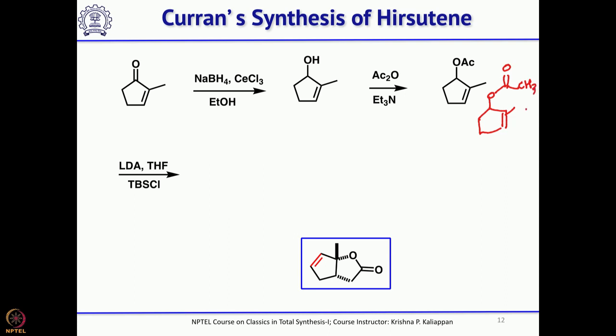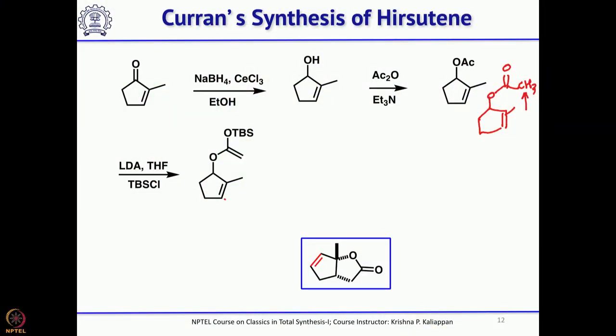Now you see, this has an acidic proton. You can generate the anion with LDA, and if you quench with TBS chloride, this is what you get. So if you look at this substrate carefully, it has a 1,5-diene. You can see, 1, 2, 3, 4, 5. So when you have a 1,5-diene, that's a substrate for a Cope or cyclisation rearrangement. Since you have oxygen as part of this, this is a cyclisation rearrangement.